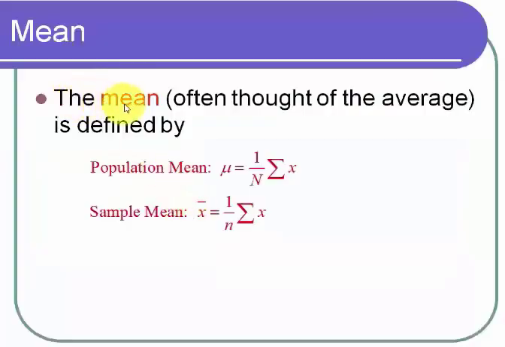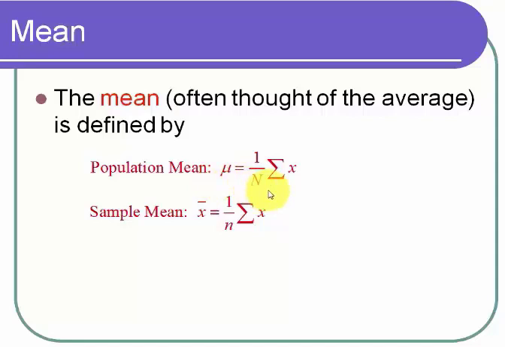So the mean, you all know, at least you know it as the average. And the average means add them all up and divide by the total. A big part of this class is having a population and then saying we can't get all the values, so instead we're going to take a sample. So the population mean we will denote by this Greek letter mu.